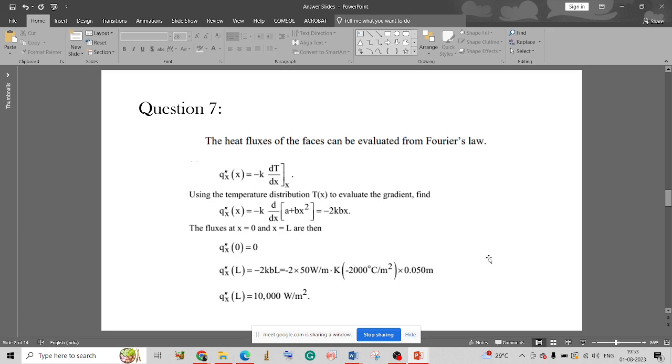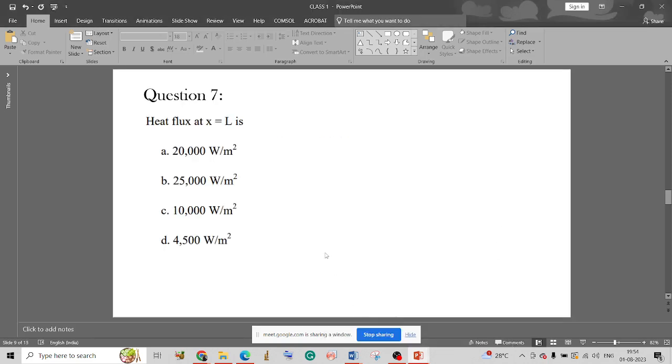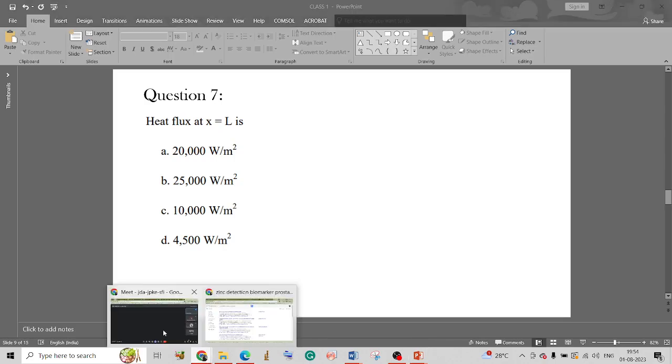And all the values are given: thermal conductivity is given as 50 watt per meter Kelvin, and b is a constant with value given as minus 2000 degrees Celsius per meter square. Also the value of L is given as 0.050 meter. Okay, so the flux at L comes out to be 10,000 watt per meter square. That is option number C. So yes, you all are correct. Let's proceed to the next question.